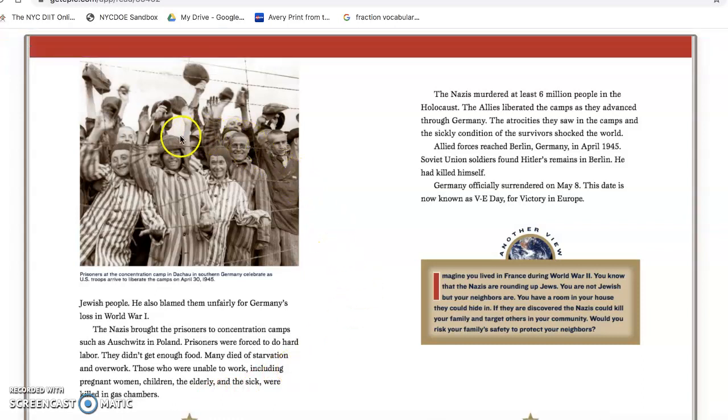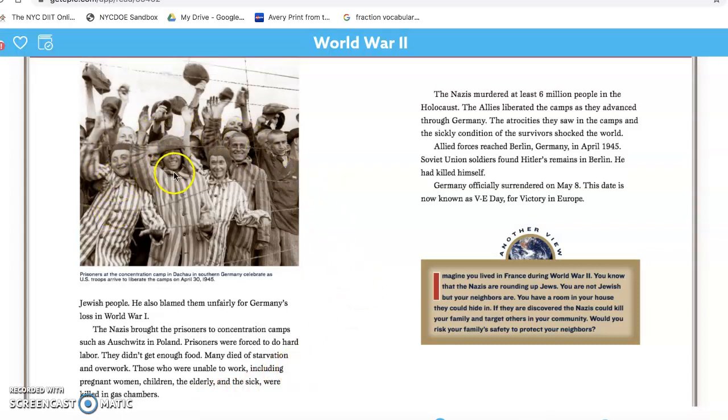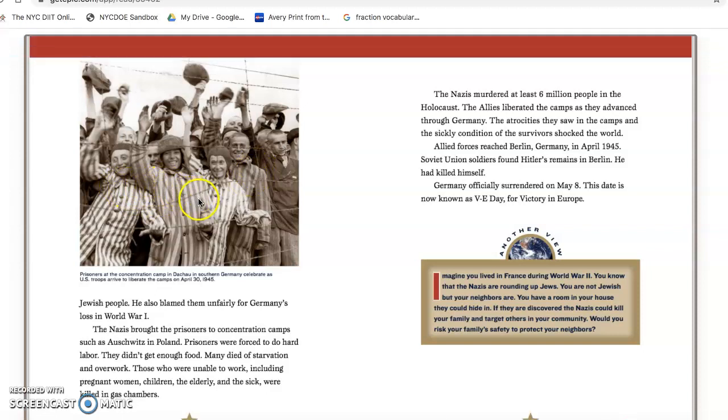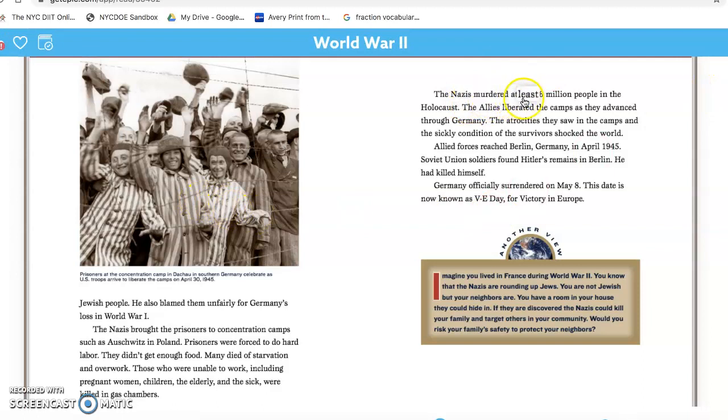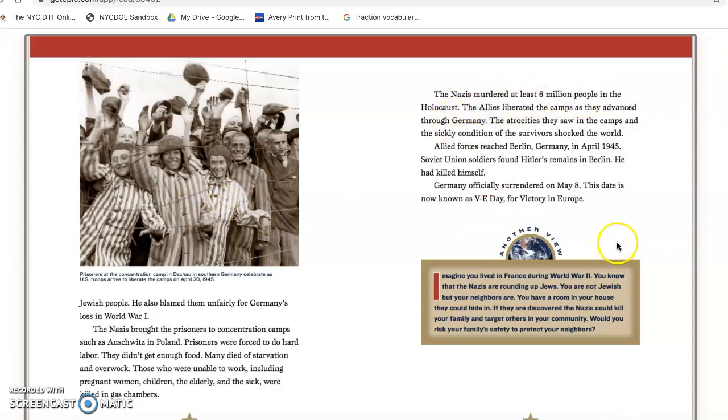And I can recognize that this image right here is showing how happy these children are because finally they're getting liberated. And it reminds me of that image that we see in Rose Blanche of the children standing behind the barbed wire fence. The Nazis murdered at least 6 million people in the Holocaust. The Allies liberated the camps as they advanced through Germany. The atrocities they saw in the camps and the sickly conditions of the survivors shocked the world.